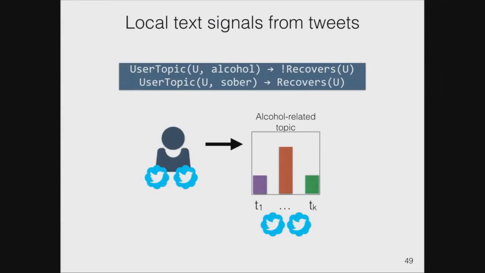Again, aggregating at these different levels comes up again. So the kinds of signals that we'll model, again, this should be familiar from the previous part of the work where we were trying to model something at the local level. Here, we're going to try and understand if the tweets of a user tend to go towards a lot of alcohol-related topics. And if they do, we might say that there's a probability that they won't recover.